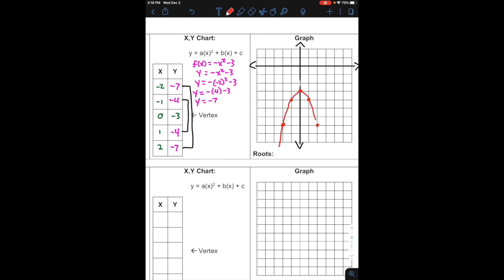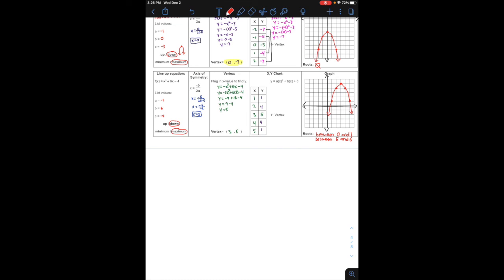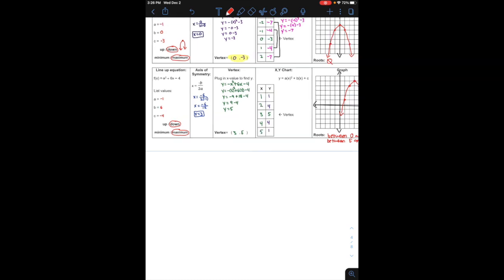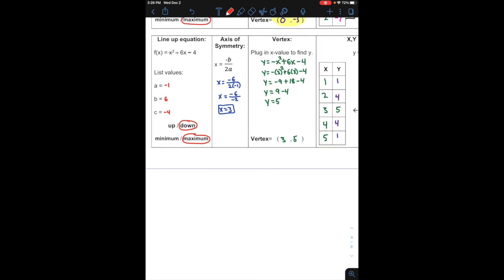This parabola will go on forever to negative infinity, which is why we put the arrows on the end. And in this case, since it does not cross the x-axis at all, there are no roots, and we could put the empty set symbol to represent that. Here is our answer for the last quadratic equation. Again, since it's a negative a value, it's going to be facing down like an n.